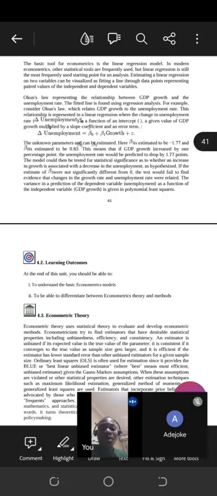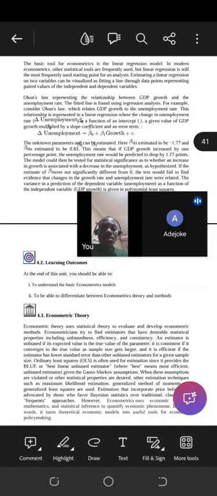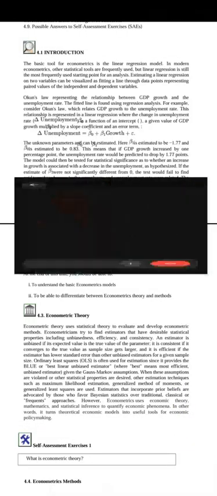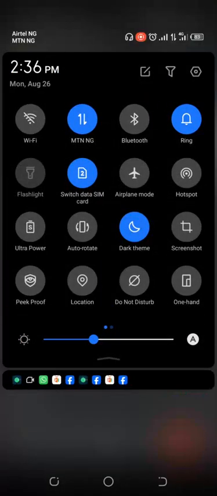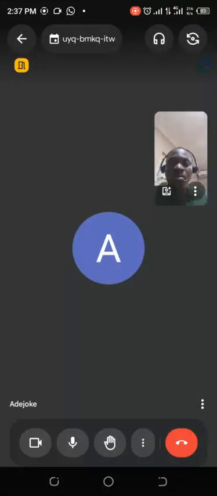I don't know if you got that part. If the economy should grow by 1%, the change in unemployment. Yes. Yes. Whenever there is an increase in economic growth, there will be a decrease in unemployment rate.